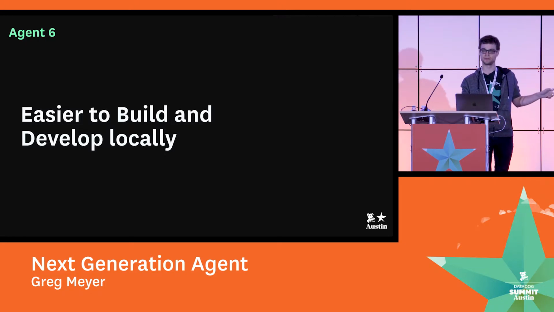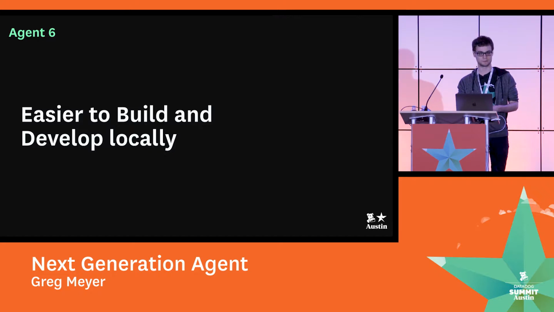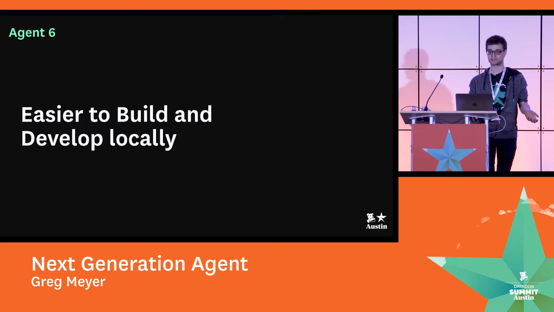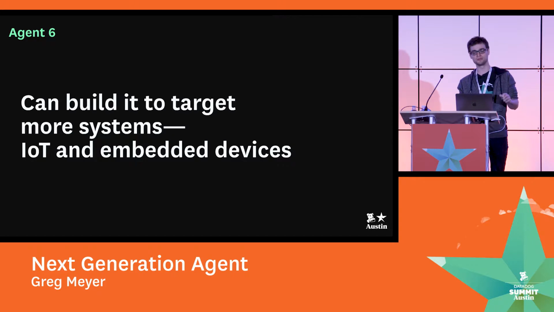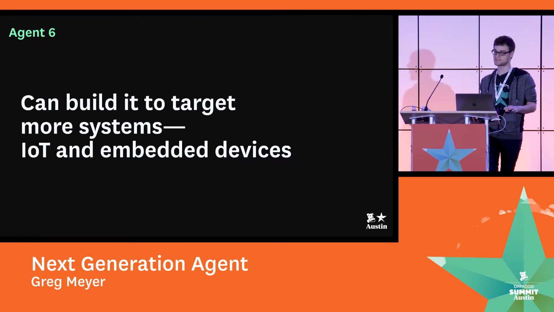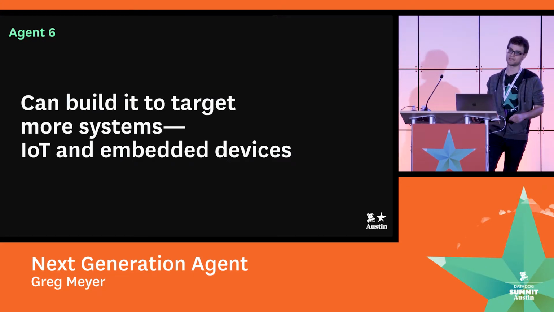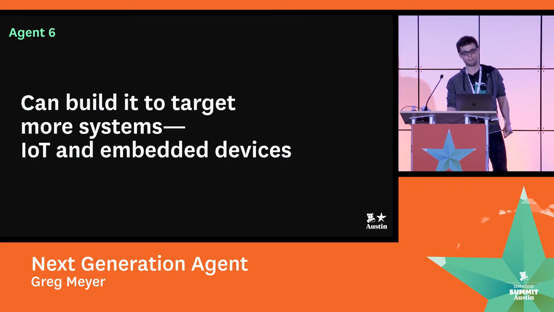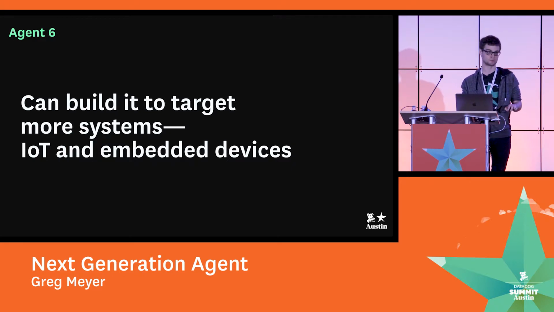We've made it easier to build and develop locally, so that you all can take it, run it, build it for yourself if you want a custom agent build, and also contribute back to it. So we've made it a lot easier to contribute to as well. We can now also build it to target more systems, particularly targeting the Internet of Things and embedded devices. We have a special build of the agent that we will be distributing that we call the puppy agent, because it's very small, that is particularly targeted to run on Internet of Things and embedded devices where a very small footprint is absolutely necessary.